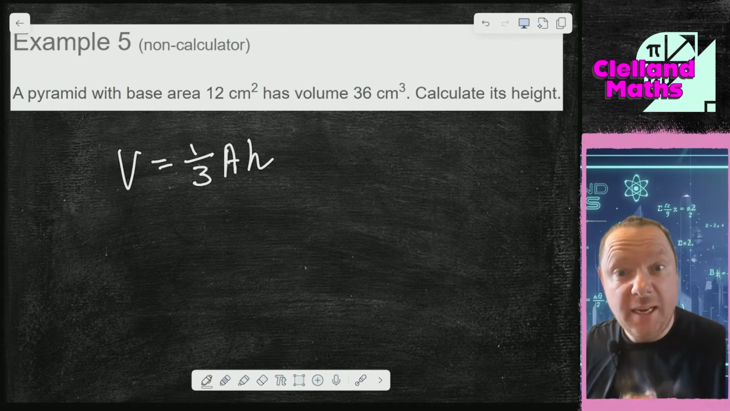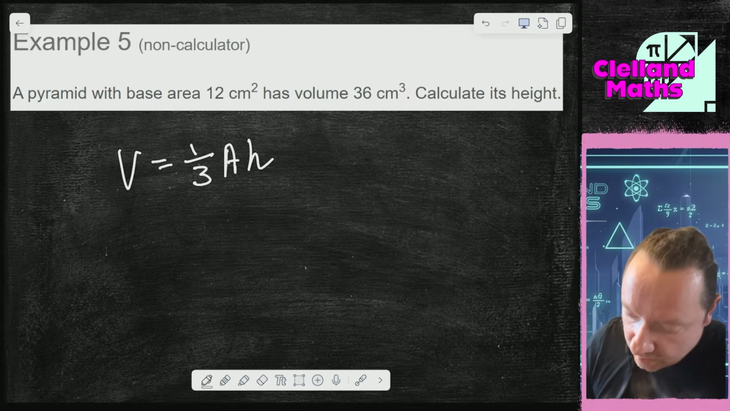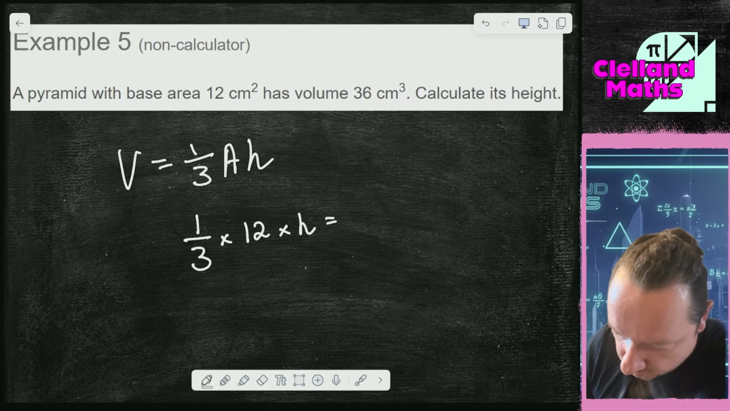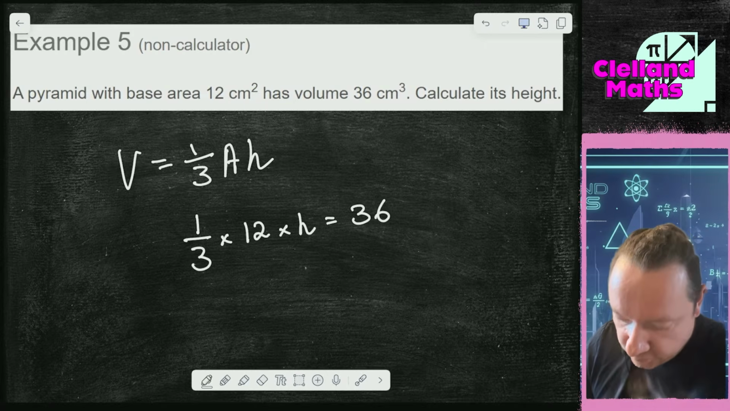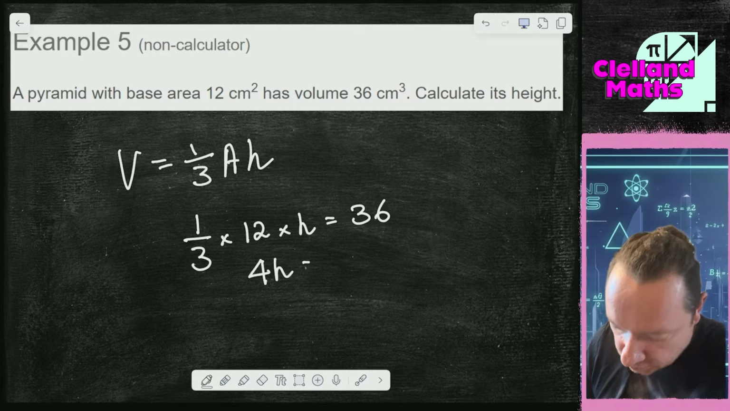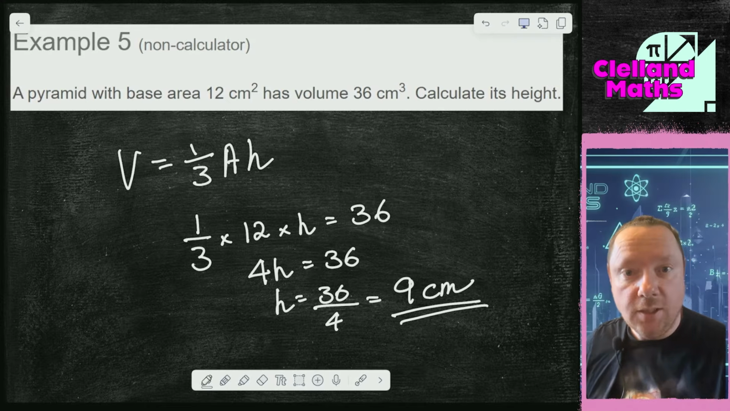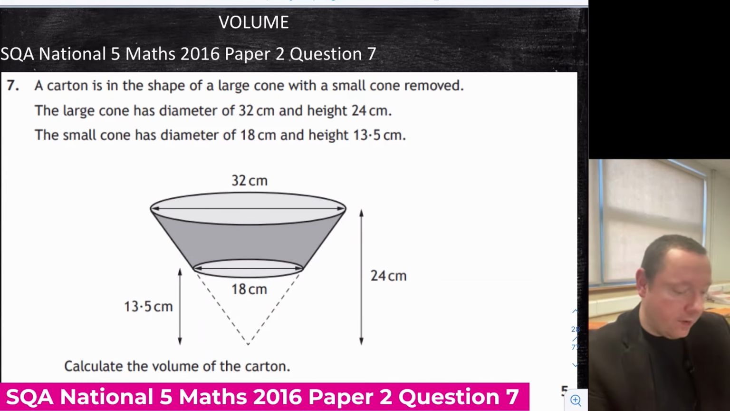So we're given the base area, so it doesn't matter what shape it is, and we're given the volume, so we'll just sub it in. So 1/3 times the area of 12 times the height equals 36. 1/3 of 12 is 4, so 4h equals 36. So h must be 36 divided by 4, which is 9 centimeters. And we're done there.